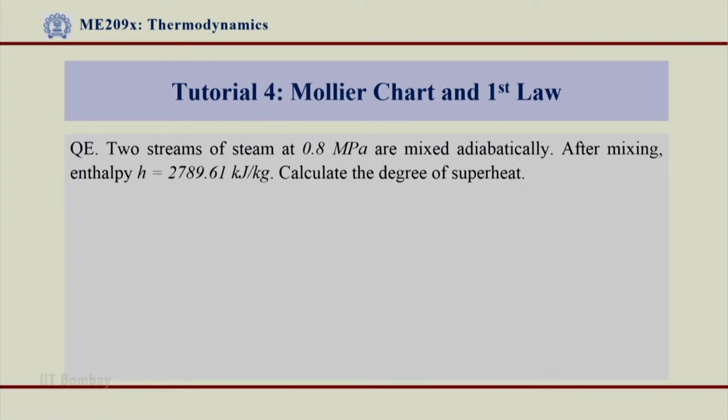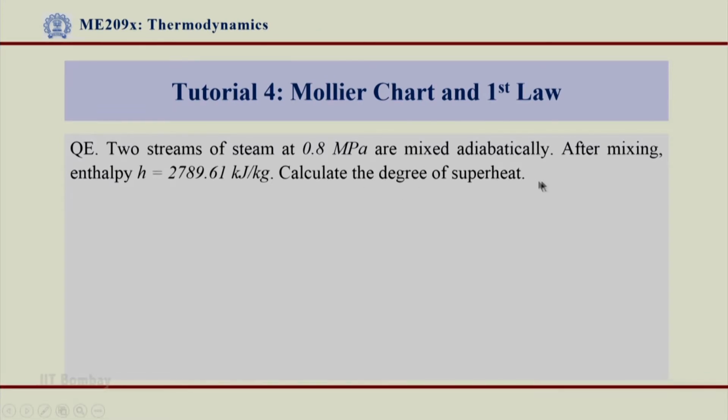So, in this problem a lot of data has been given inherent in the problem itself. First, both the streams are at 0.8 MPa, that means the mixture also will be at 0.8 MPa. Second, when I say calculate the degree of superheat, it also means that this is in a superheated region.